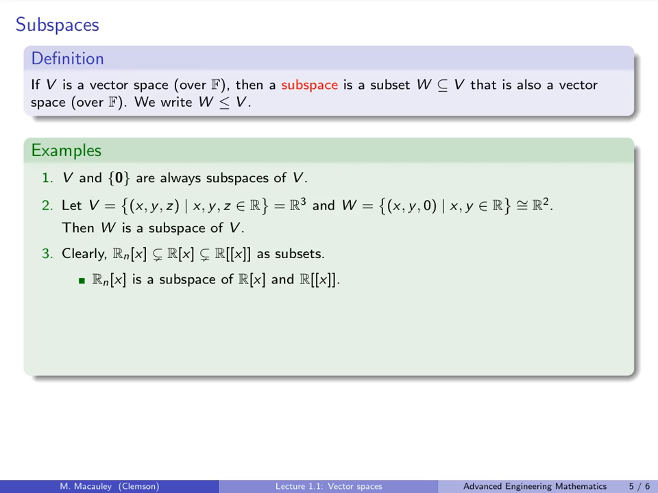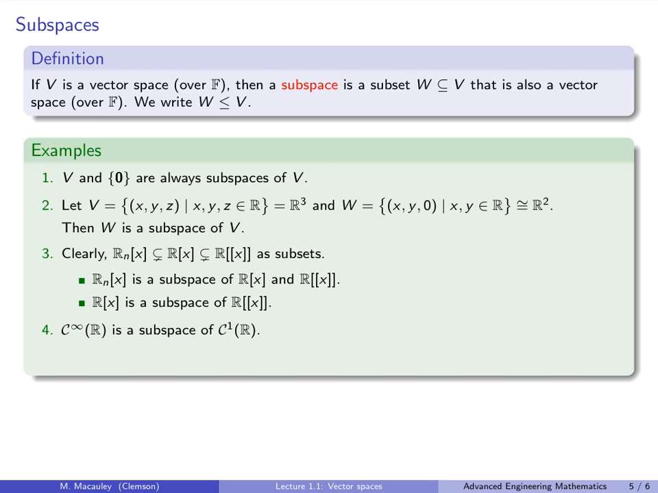but since these are all also vector spaces, then this is a containment of subspaces as well. For example, the space of polynomials of degree at most n is a subspace of both the space of polynomials and the space of power series. Also, the space of polynomials is a subspace of the space of power series. And just like subsets, subspaces are transitive. So if x is a subspace of y, which is a subspace of z, then x is a subspace of z. And that follows straight from the definition.